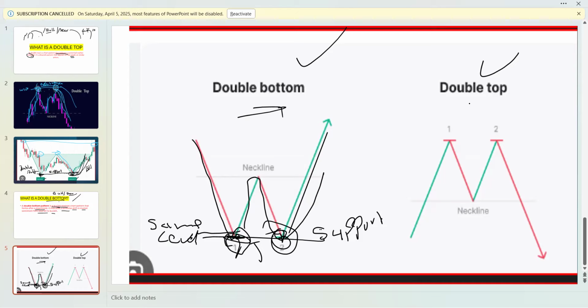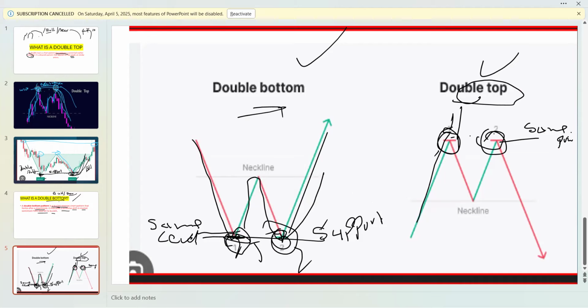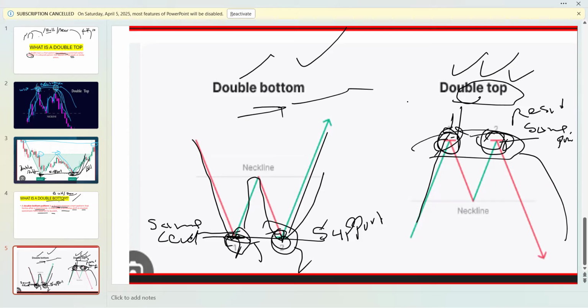And that's the support. Whereas for the double top, it creates two tops here, you see the same thing, but in reverse. The price refuses to go higher. For the bottom, price refuses to go lower. For the double top, price refuses to go higher. It creates the same level, the same price. Whenever you can identify these two at the same level, at the resistance, it's not going to go up. So that's the difference between double top and double bottom. That's the way you can identify it.